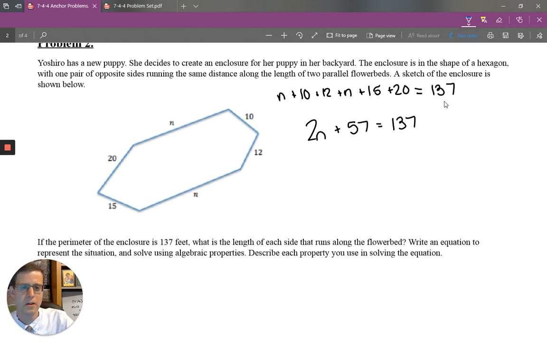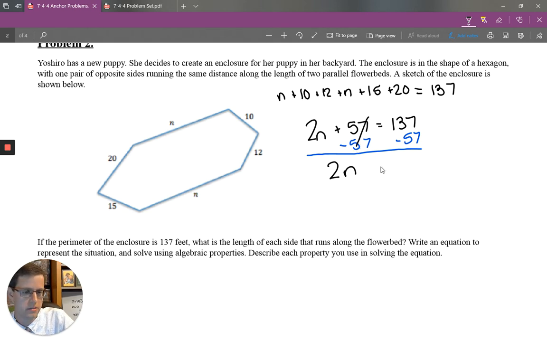And if you're thinking about describing these number properties here, I just combined like terms, simplified. Now, the opposite of addition is subtraction. So if I subtract 57 from both sides here, what we are left with, on the left side, 2n, 57 minus 57 cancels.